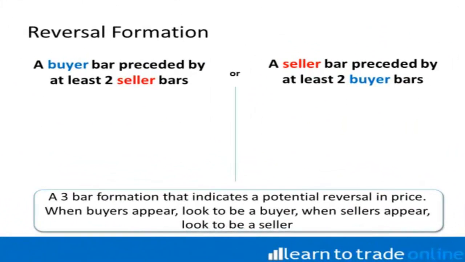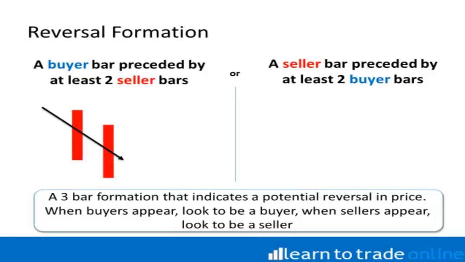We're going to be looking at something now called a reversal bar formation. And a reversal bar formation gives us either a buy signal or a sell signal. It's a 3-bar formation that indicates a potential reversal in price. When buyers appear, look to be a buyer. When sellers appear, look to be a seller.